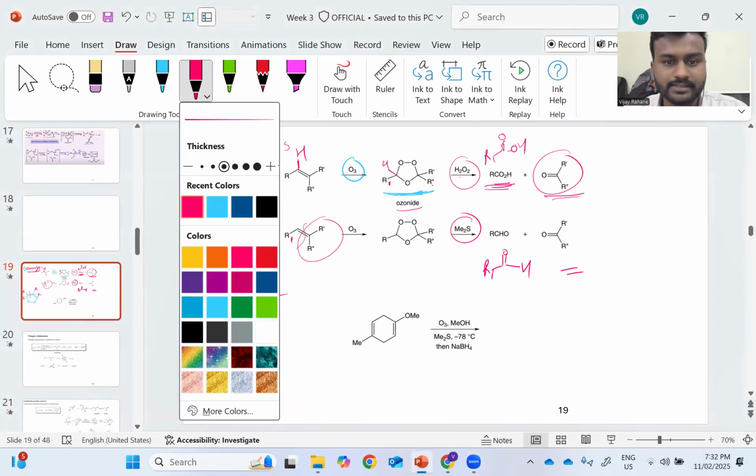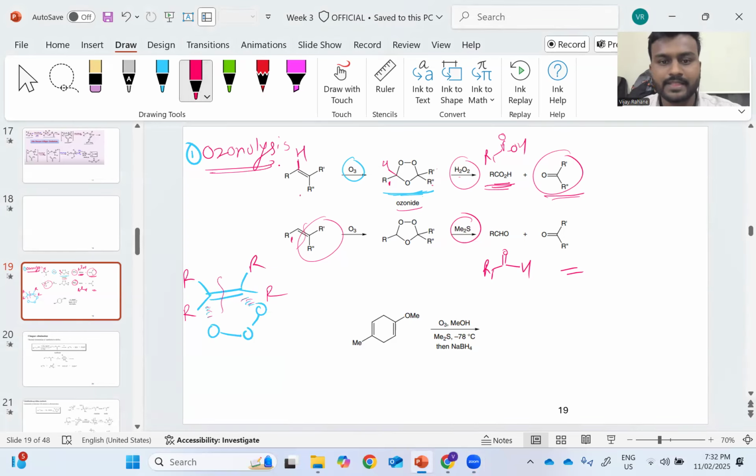We already discussed how we can get the acid as well as the ketone. If you use H2O2 in the second step, we get the acid as a product as well as the ketone as a second product. In this case, let's say we have a primary alkene and a secondary alkene. The secondary alkene leads to the ketone, and the primary alkene leads to the acid.